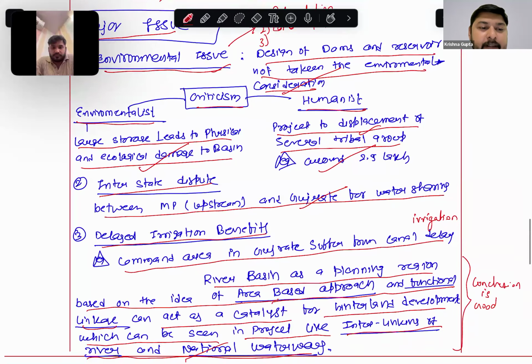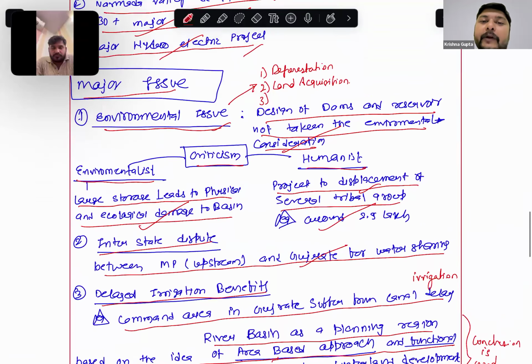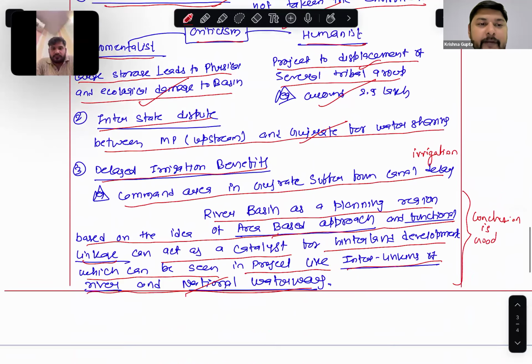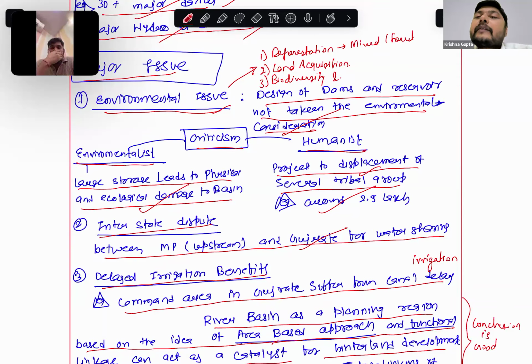इंटरस्टेट डिस्प्यूट, डिलेड इरिगेशन बेनिफिट्स. ओके, देन बायोडाइवर्सिटी एंड इकोलॉजिकल पर्सपेक्टिव. ओके, यहाँ पे इकोलॉजिकल पर्सपेक्टिव हमने यह बायोडाइवर्सिटी. सो डिफोरेस्टेशन में वी कैन राइट हियर दैट कि नर्मदा रीजन जो है और जो कंप्लीट एरिया है, इट इज कमिंग फ्रॉम द सेंट्रल पार्ट ऑफ इंडिया. सो हियर वी हैव मेनली मिक्स टाइप ऑफ फॉरेस्ट, दैट इज ड्राई प्लस मॉइस्ट डेसिडियस.